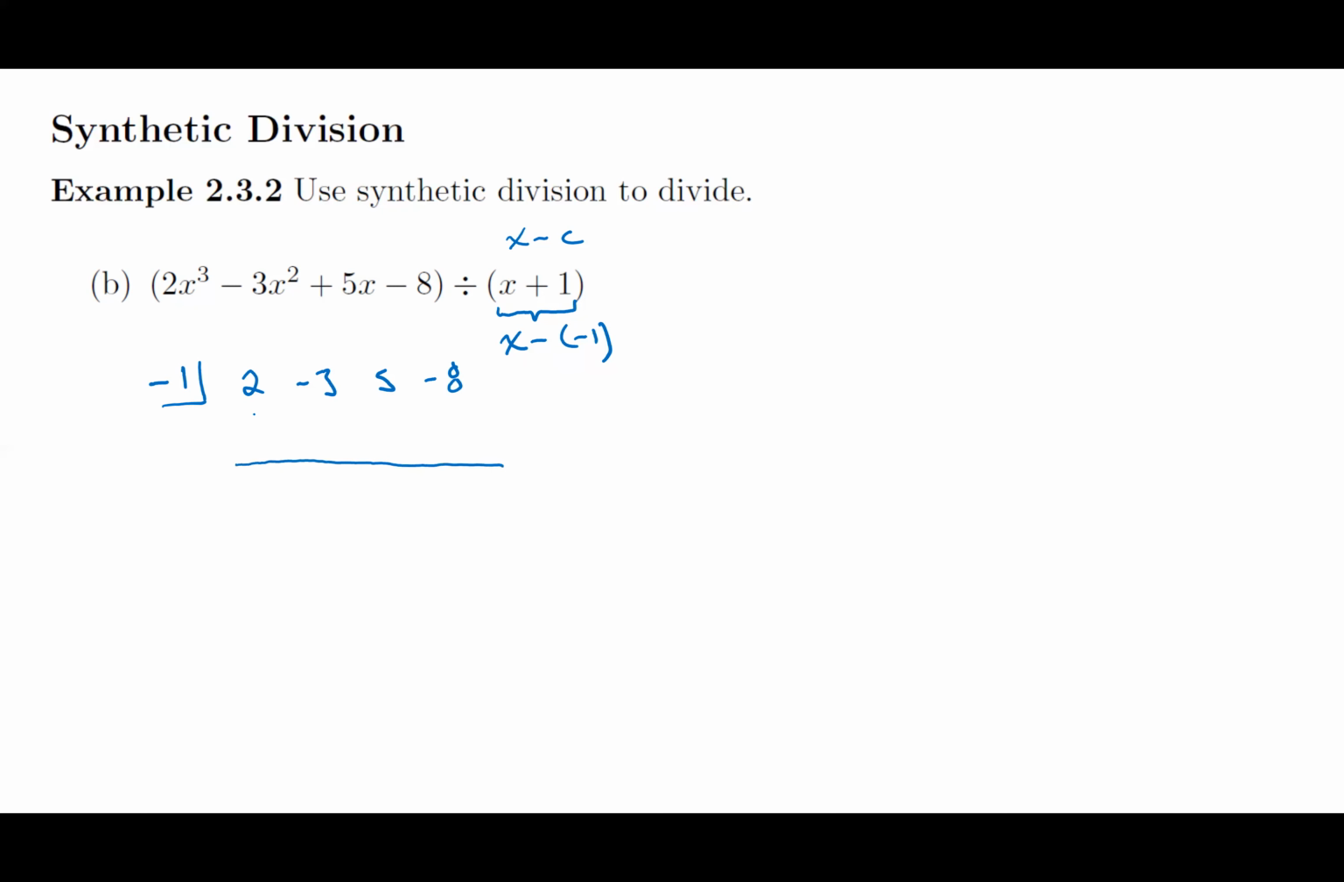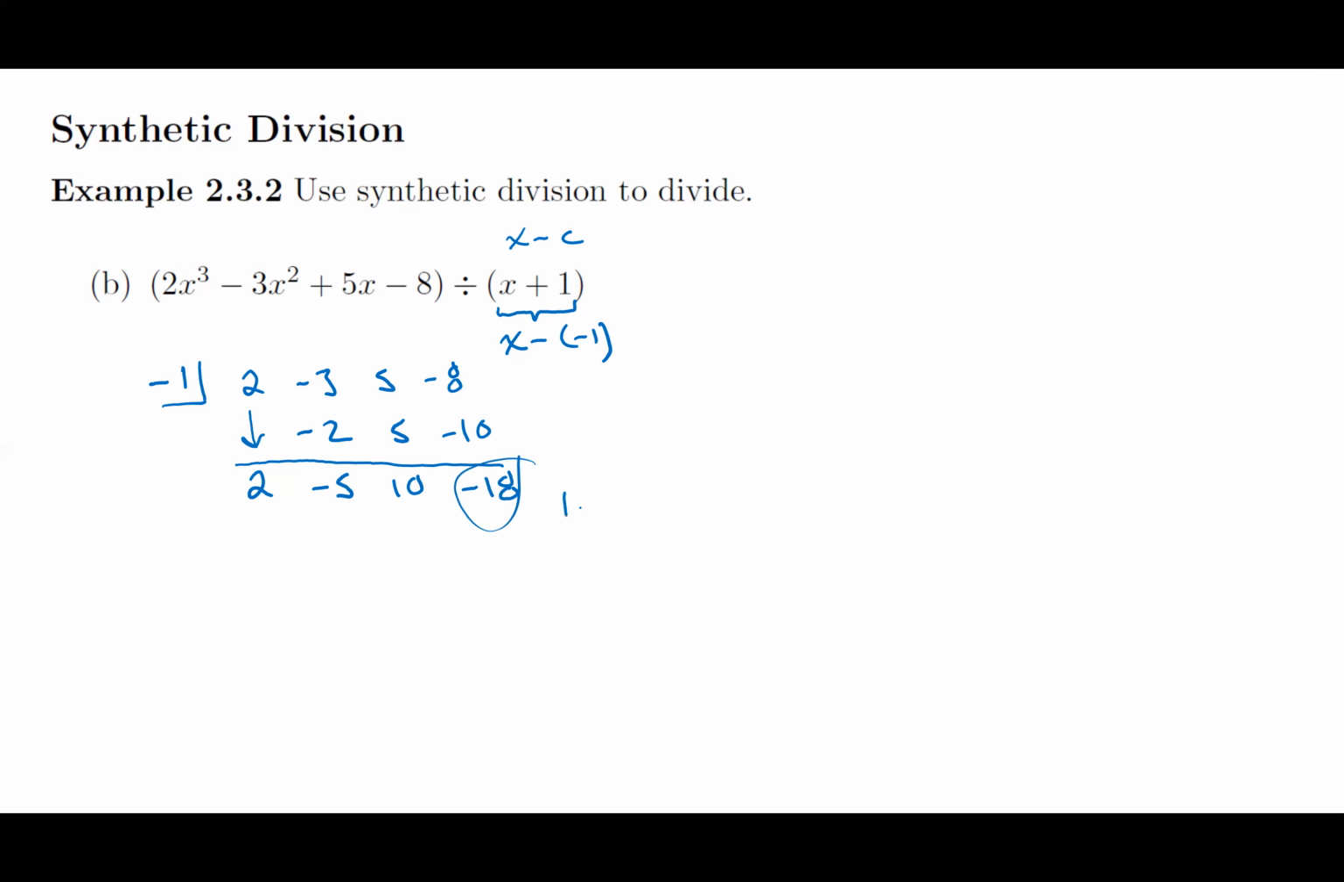I'm now ready to begin. And again, it's just multiplying and adding. We start by bringing this first coefficient down, then we multiply and add. -1 times 2 is -2. -3 plus -2 is -5. -1 times -5 is 5. 5 plus 5 is 10. -1 times 10 is -10. -8 plus -10 is -18.